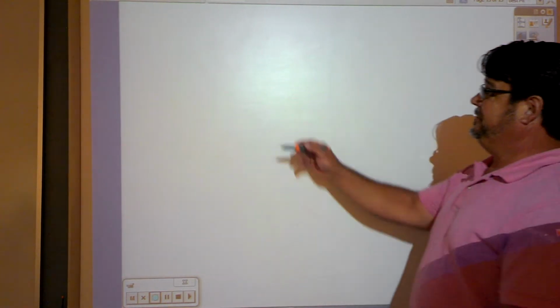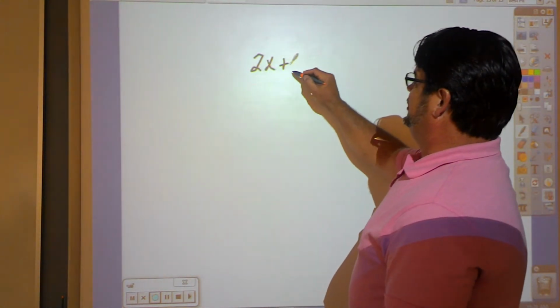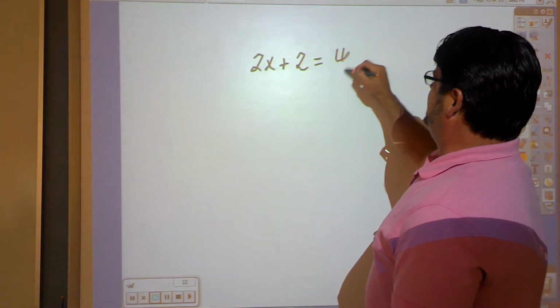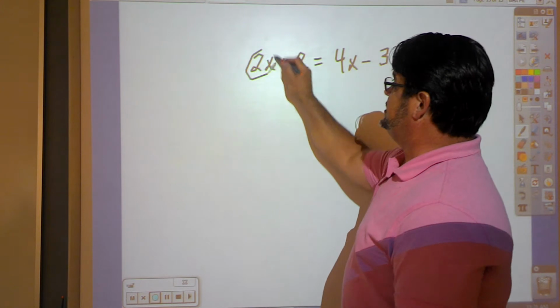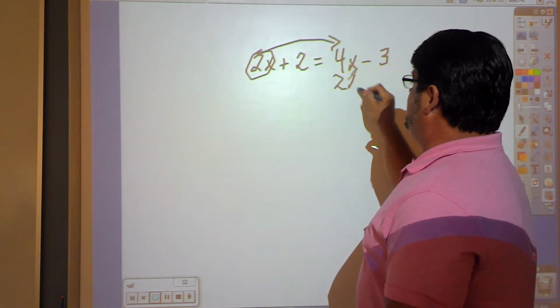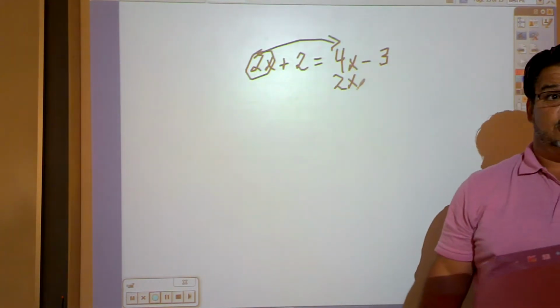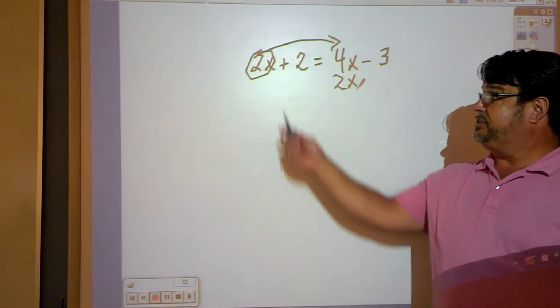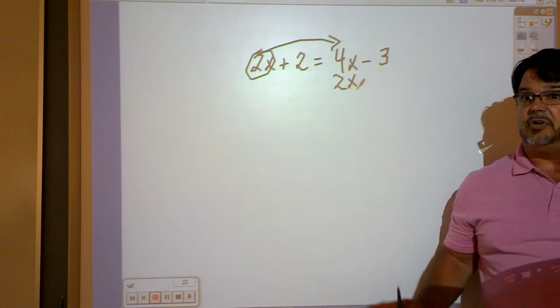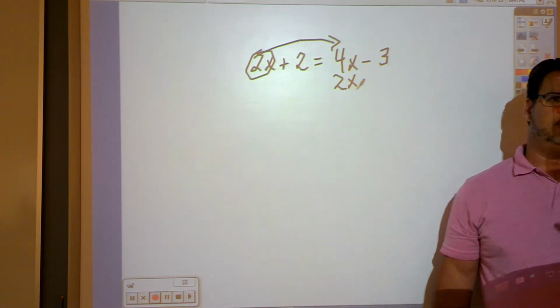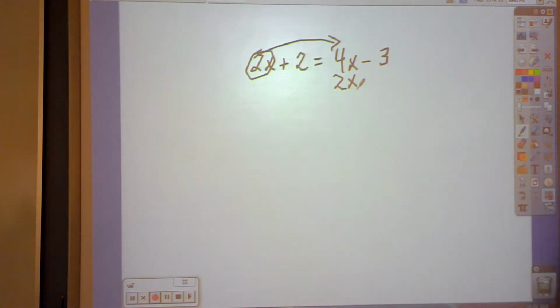Just like when I do this, 2x plus 2 is equal to 4x minus 3, and I say I want to keep my variable positive, so I take that 2x over here, and the lady on the 3rd row has a conniption and a heart attack because I took the 2x over here, and that's just unheard of. Well, that's the same thing with the negative. The negative just shows you left to right down.